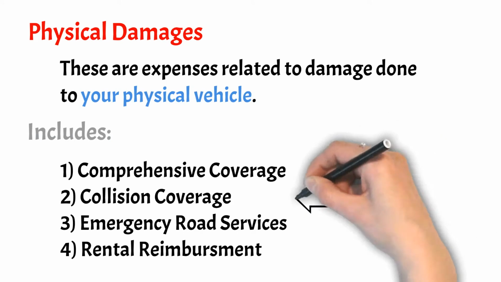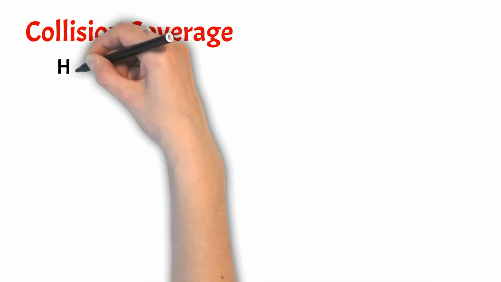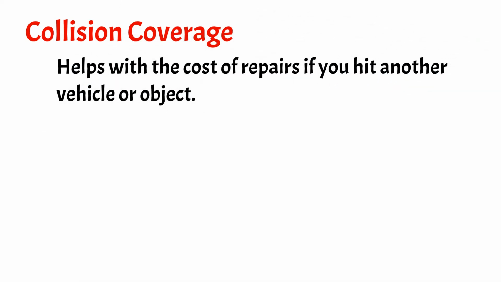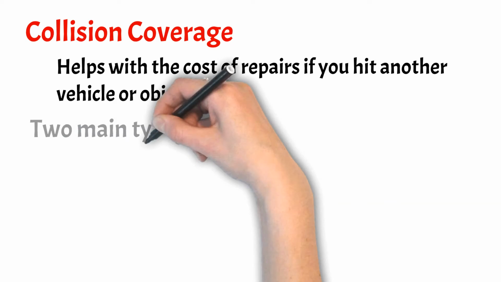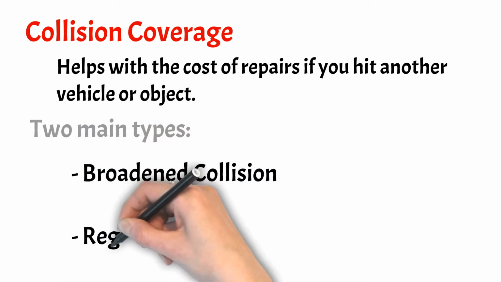Now, let's move on to collision coverage. Collision coverage helps with the cost of repairs if you hit another vehicle or an object. There are two main types of collision coverages: broadened collision and regular collision.